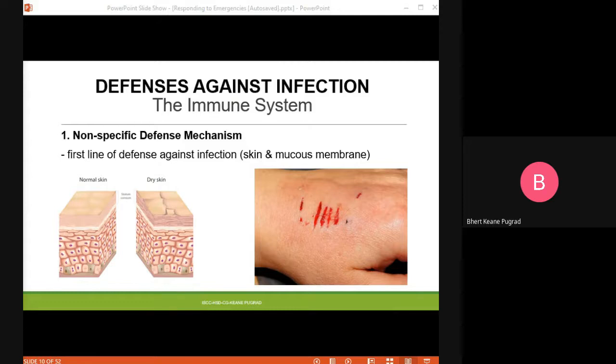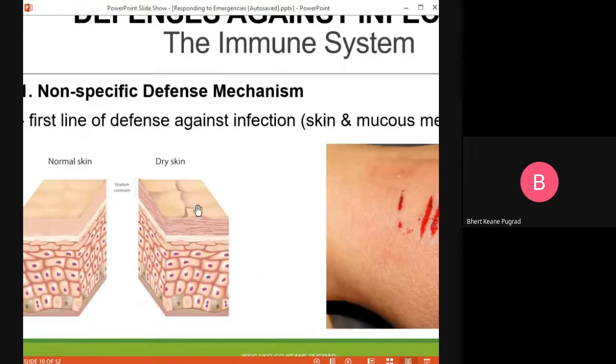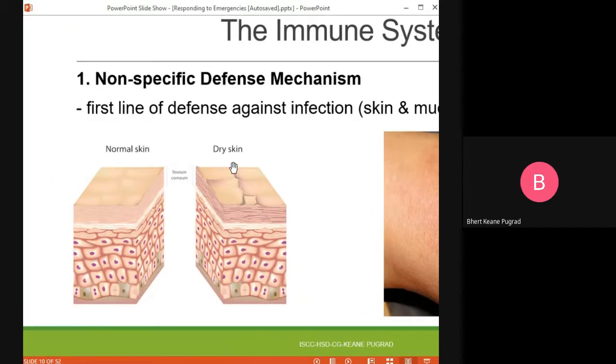Okay? So our skin is the largest organ in our body, and it serves as the primary defense against an infection. But the problem is kapag nagkakaroon tayo ng skin breakage, okay? The skin breakage, pumapasok, no?